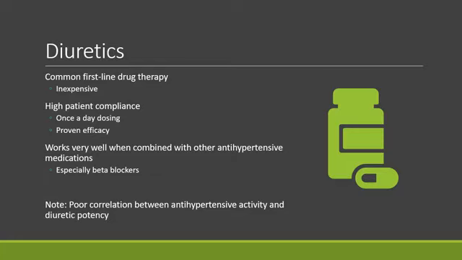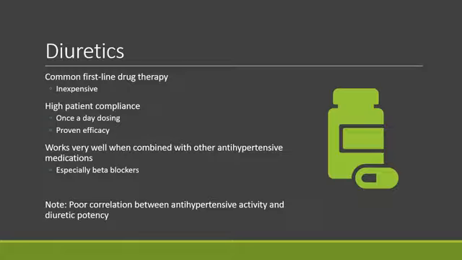So our diuretics are typically the common first-line drug therapy used for hypertension. They're relatively inexpensive, and what's nice is they actually have a high degree of patient compliance. The main reason for that is because they're only given once a day. So patients, it's been proven that the more complicated the dosing schedule, the decreased return you get in terms of patient compliance. So if you give a patient a drug that only requires them to take it once a day, they're going to be much more likely to follow that than if you give them a medication where the dosing regimen requires 3 or 4 times a day dosing.